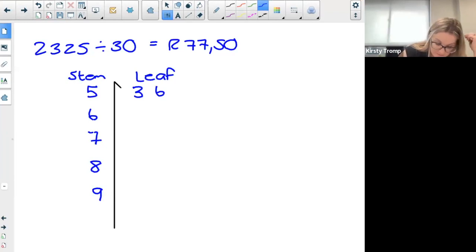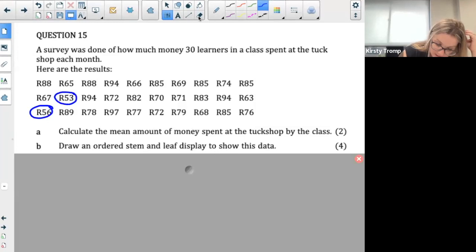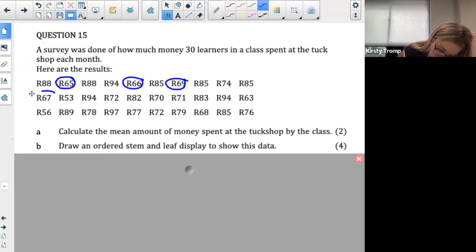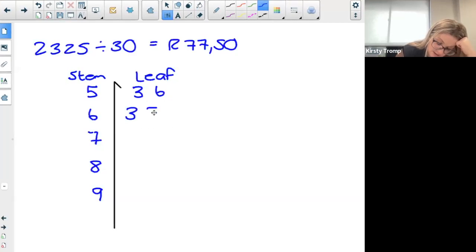All right. My next one are my 60s. So I'm coming back here. Okay, I'm looking for my 60s. There's a 60, there's a 60, there's a 60, there's a 60, there's a 60, and there's a 60. All right, so I've got 63, 65, 66, 67, 68, 69. So I've got 3, 5, 6, 7, 8, and 9.